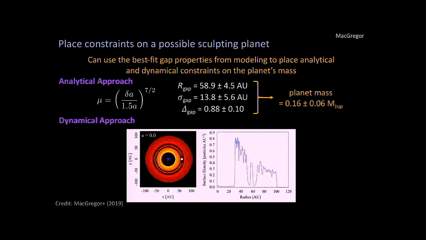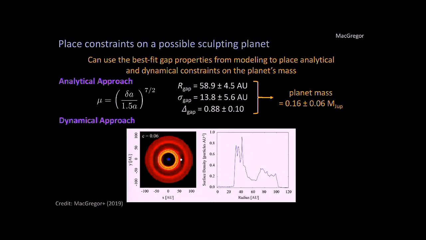And the bottom is showing REBOUND simulations, where we're actually running N-body simulations to see what happens if I take this 0.16 Jupiter mass planet, I plop it down in a disk of these properties, and I see what it does. And these are after 1 million years, with an eccentricity of 0. You can see that this planet is in fact opening a gap in the disk. This is the surface density, azimuthally averaged.